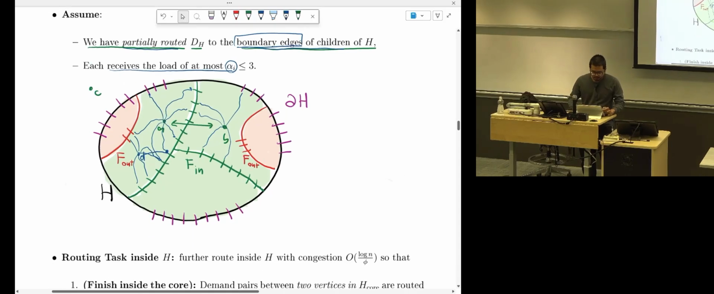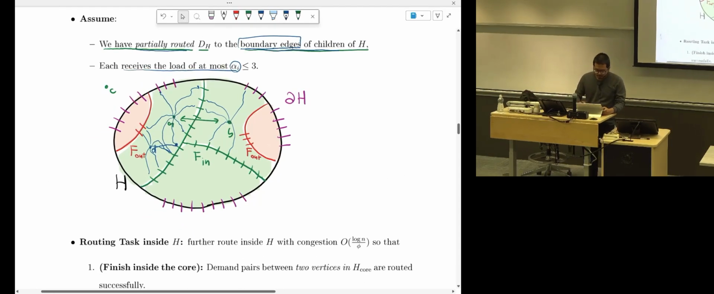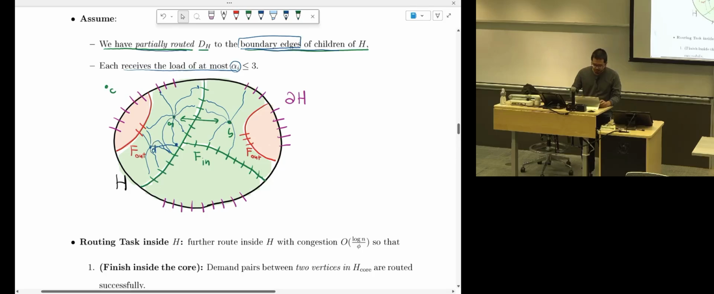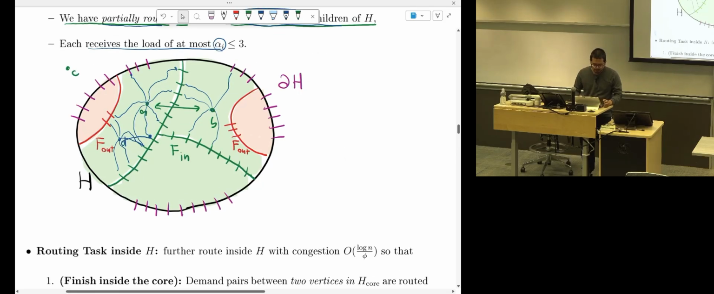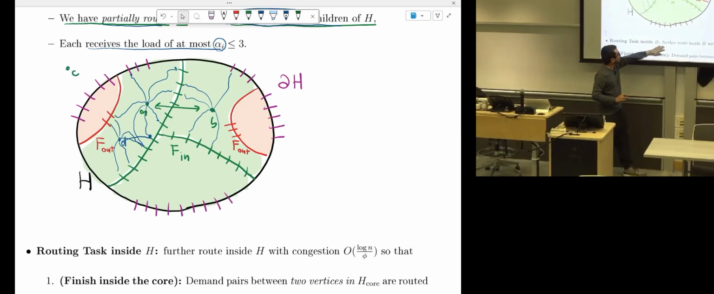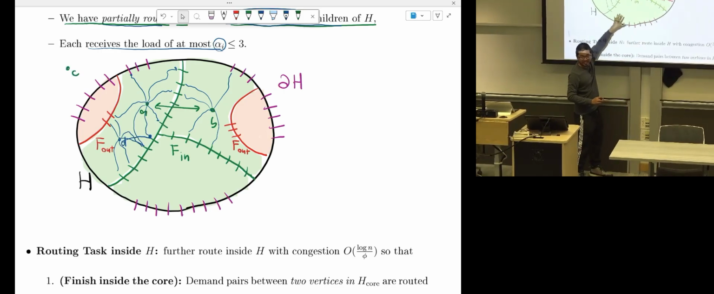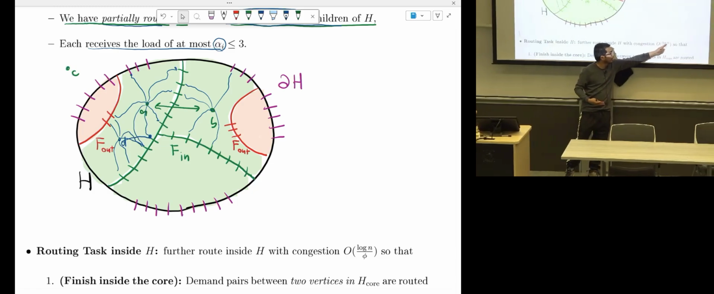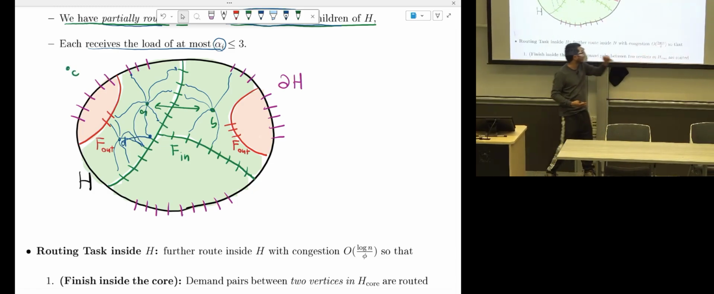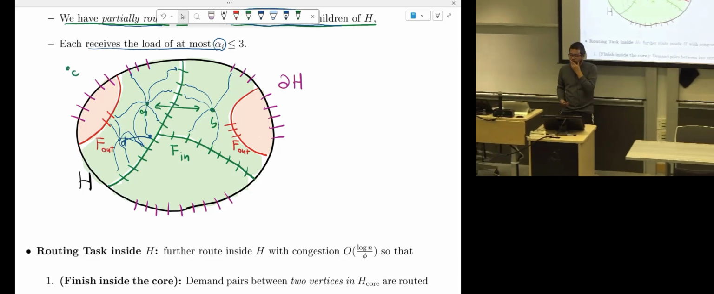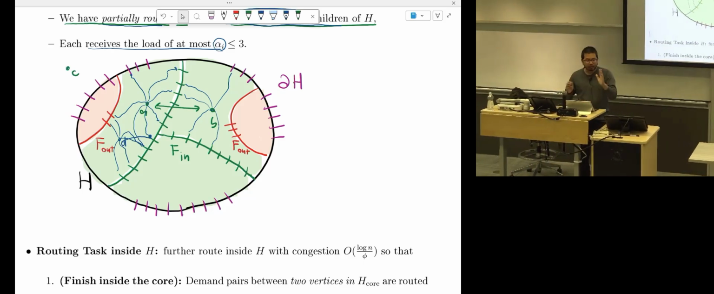Okay, and now the goal that we need to achieve inside the cluster H is to further route this flow path that has been done so far from the children, and the routing should have congestion at most like log n/5 inside H. And I have 2 goals.